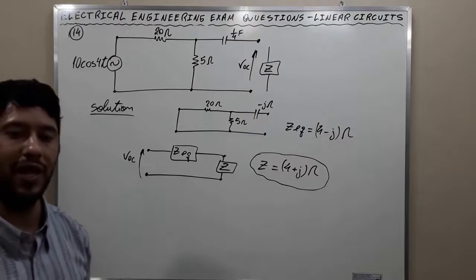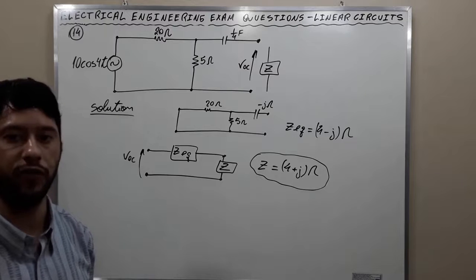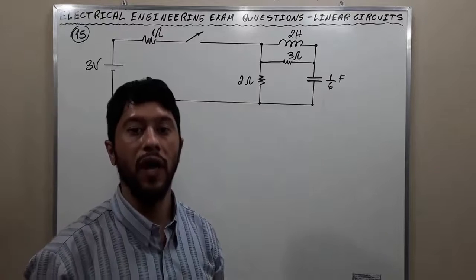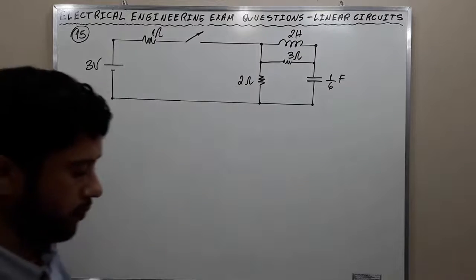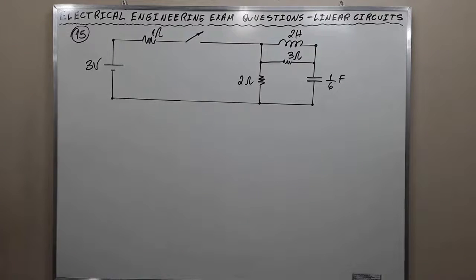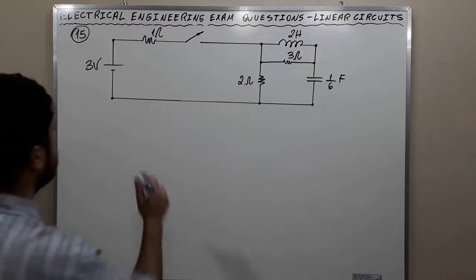Now let's go to the last question, question 15. In the following circuit, calculate the power in watts consumed by the 1 ohm resistor after the switch has been closed and steady state has been reached. Okay, my friends, this is the question. Let's go to the solution.